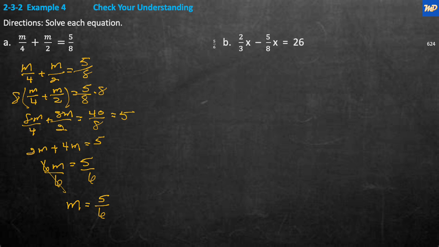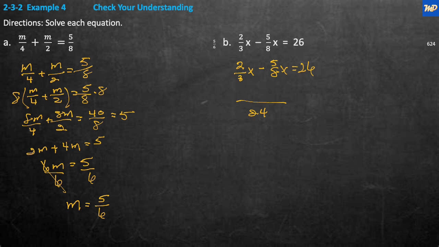Now let's go to the next one, B. Maybe we can try the subtraction method, or the fraction addition method, we'll call it. So I'm going to rewrite it: 2/3 x minus 5/8 x equals 26. The common denominator is going to be 24.